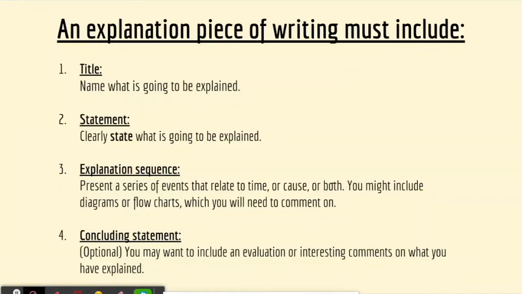Here is our structure for an explanation piece of writing. All right, it must have a title just like any other pieces of writing. All right, you're going to name what is going to be explained and have a beautiful ruled red line underneath that title. It also needs to include a statement. This will be your first paragraph where you clearly state what is going to be explained.